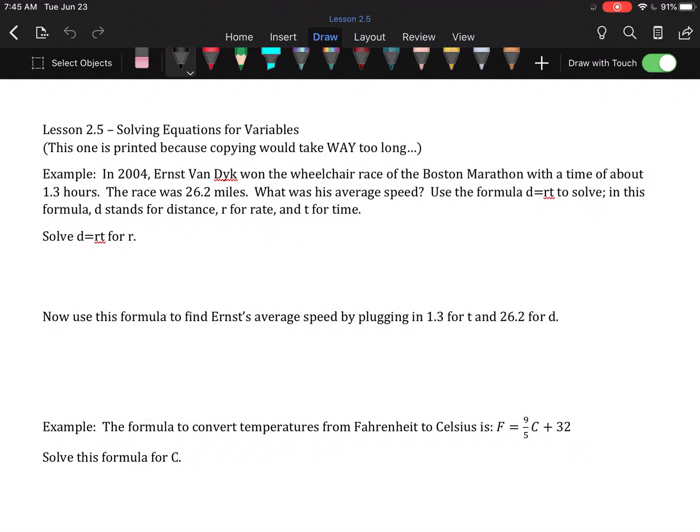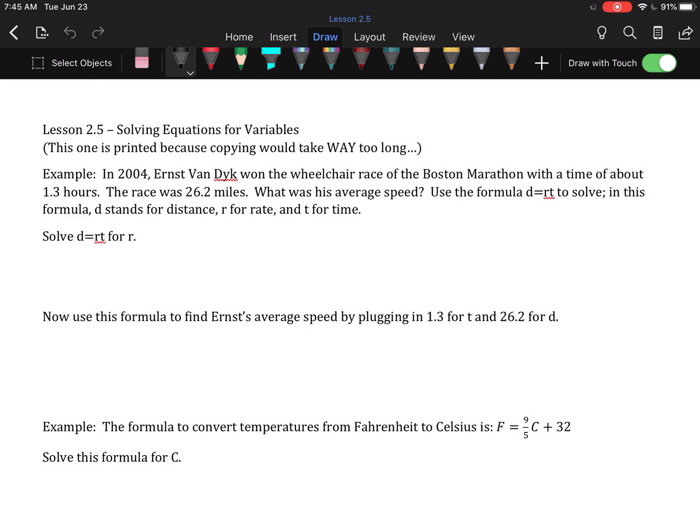Okay, last lesson for the first half of chapter 2, section 5. This is solving a multivariable equation for a variable. And if we're still in class, hopefully you're getting this printed. You just have to fill in whatever I write. So, first example, here's a word problem.